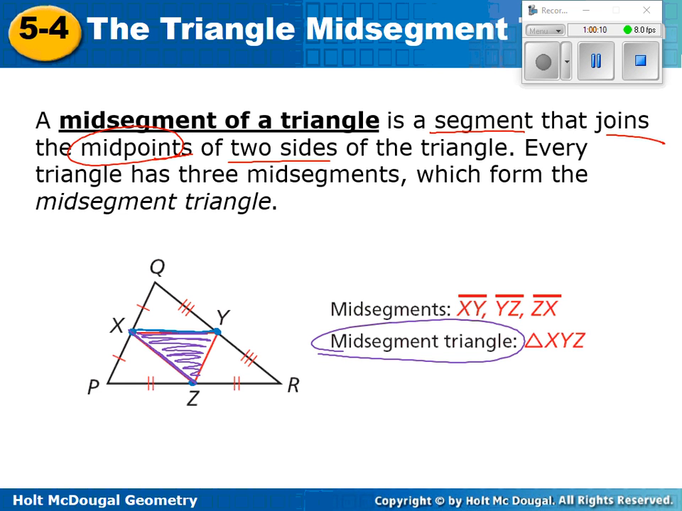It's made by the mid-segments. Okay, let's talk about what you think might be true here, just to come up with some things that might help you on the homework. Think about the perimeter of the great big triangle.